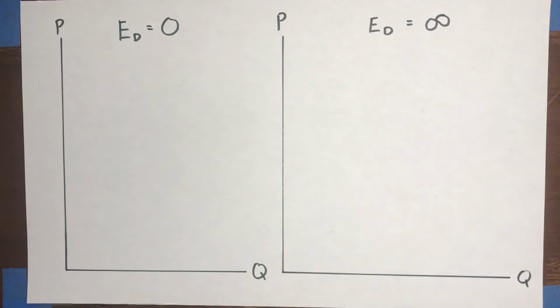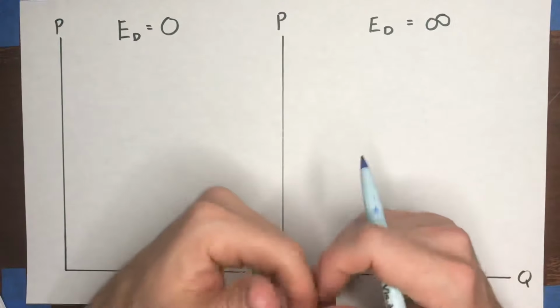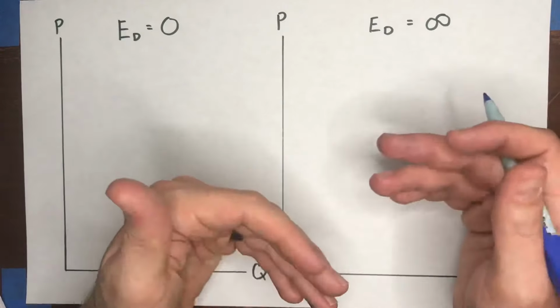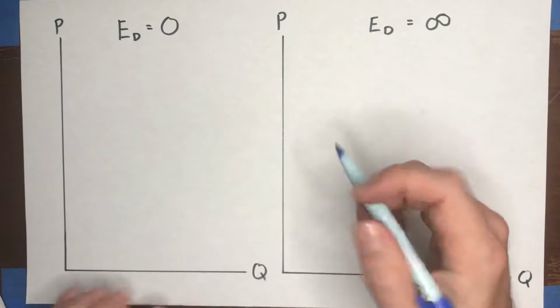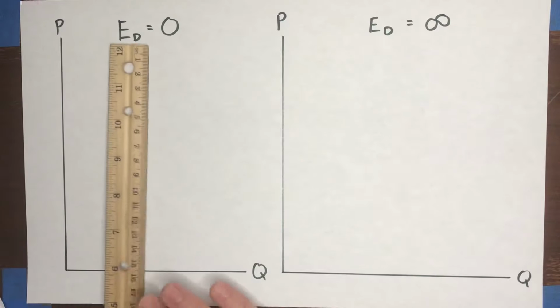situations. If elasticity of demand is equal to 0, and therefore the percentage change in quantity is equal to 0, that means that no matter what happens to the price, if price goes up by 1% or 20% or 100%, quantity demanded is not changing. That means you've got a demand curve that is a vertical line.